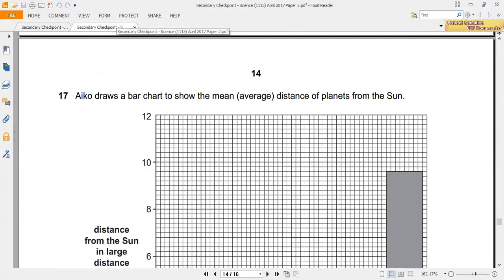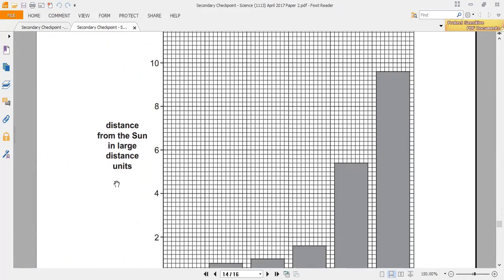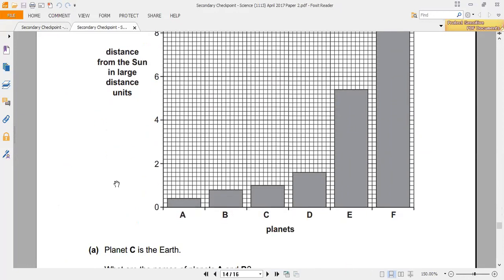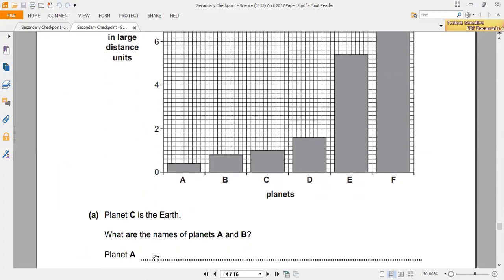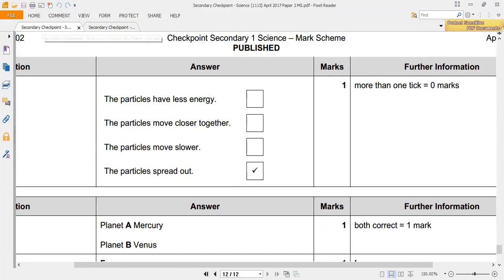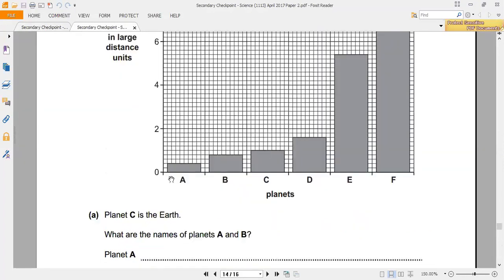Question 17. I could draw a bar chart to show the mean, or average, distance of planets from the sun. On the x-axis are the planets. On the y-axis is the distance from the sun in large distance units. A, planet C is the Earth. What are the names of planets A and B? Of course, B will be Venus and A will be Mercury. Planet A is Mercury, the one closer to the sun, and B is Venus, the one closest to us.